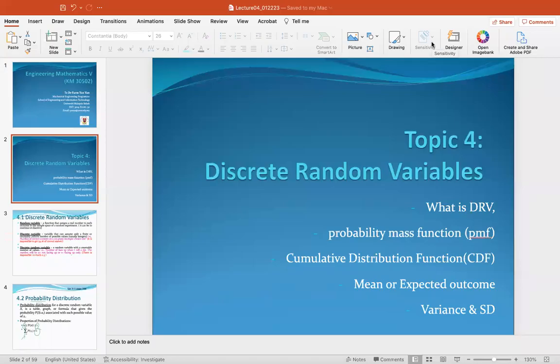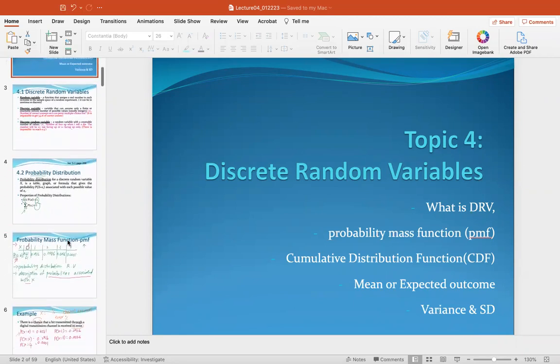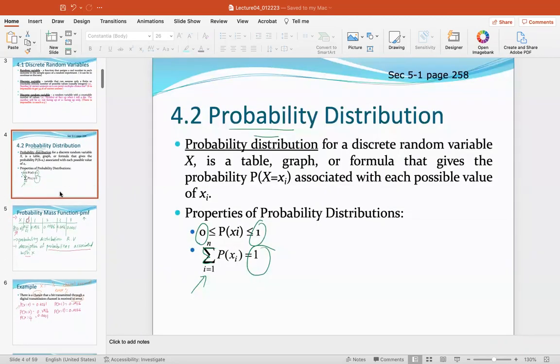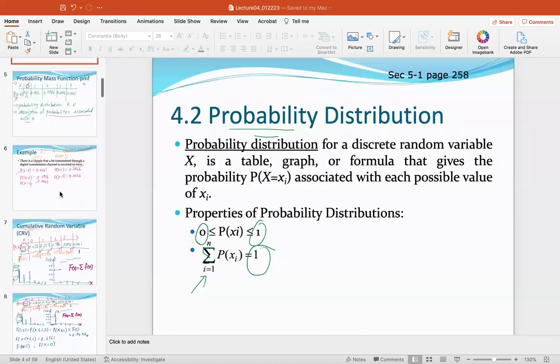Right, good morning everyone. This is our tutorial for the discrete random variable. In the lecture on Monday, we learned about what a discrete random variable is, the probability mass function, cumulative distribution function, expected outcome or mean, variance, and standard deviation. We have also learned about some rules and about probability distribution.